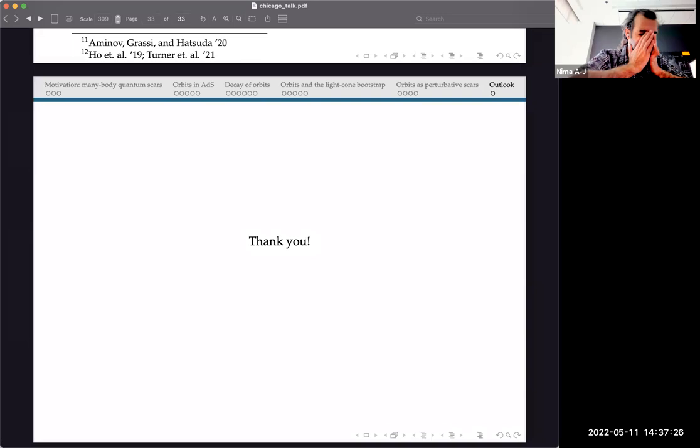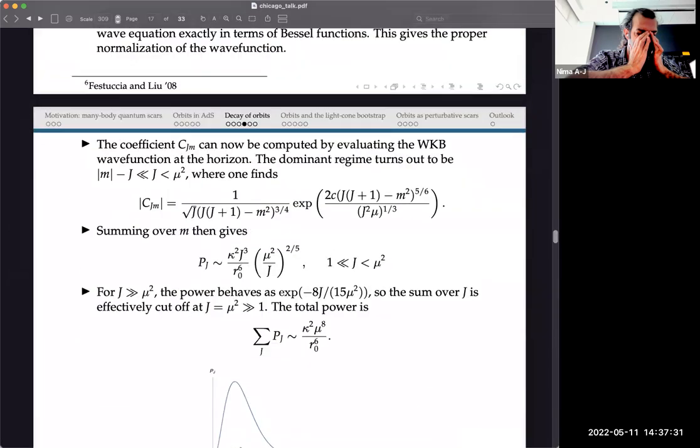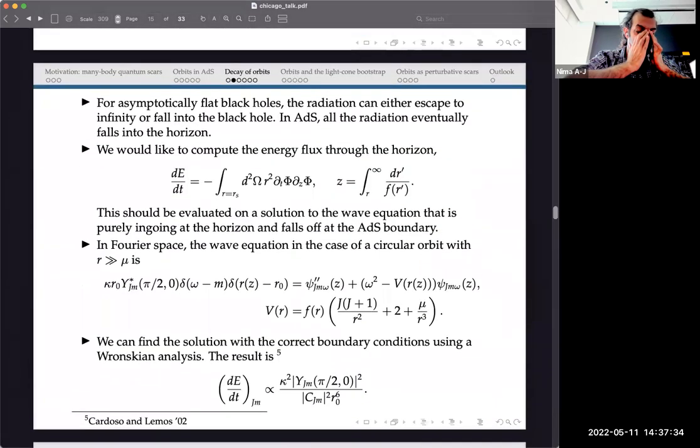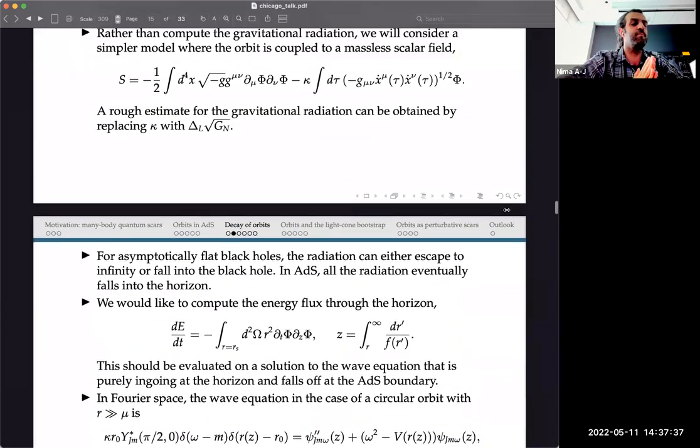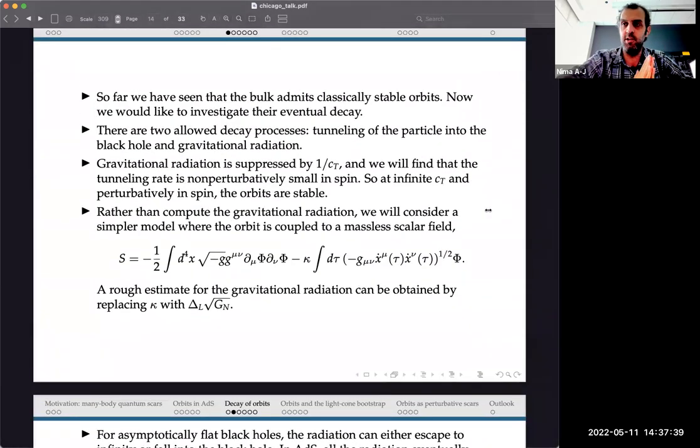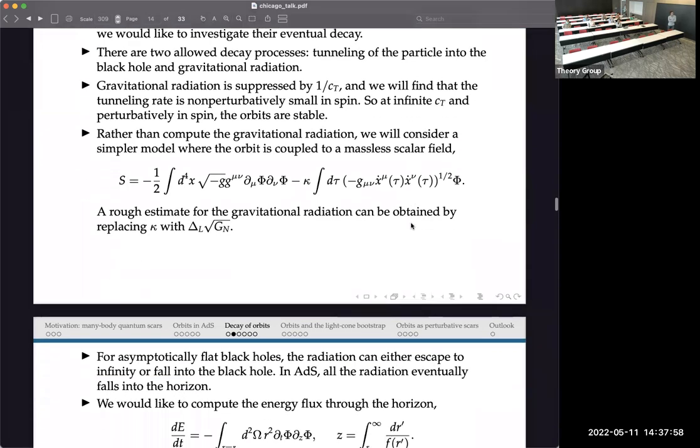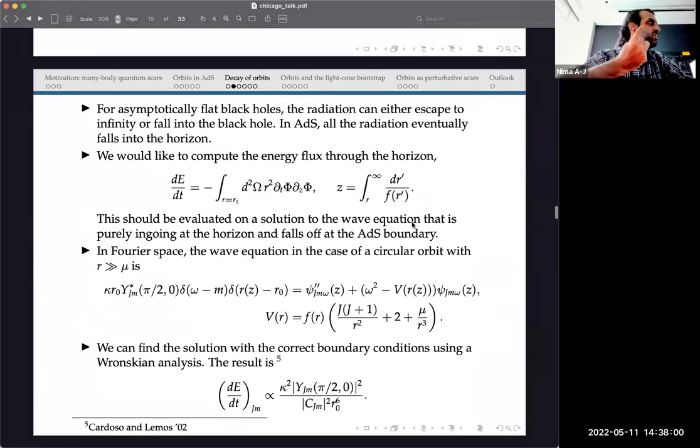Can I also ask about your decay rate calculation? To get the decay rates, you computed, I mean, it looked like you computed just a wave equation with boundary conditions with ingoing particles into the horizon. And that's a general answer. That has nothing to do with orbits of anything. How did you relate it to particular orbits? Did you take the overlap of that state with the wave function with the right quantum numbers and say that's the decay rate?